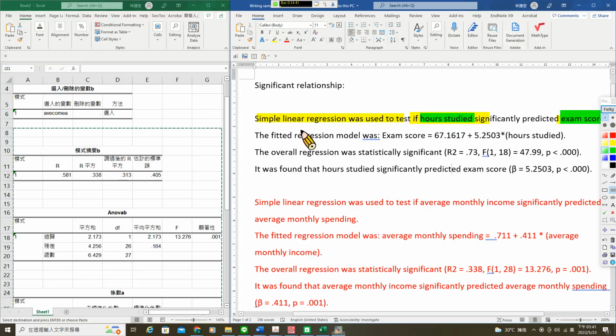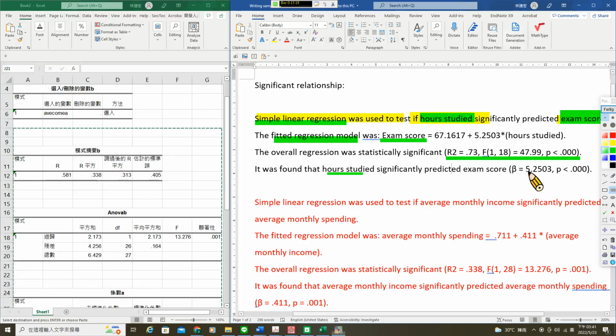The first one is to report the statistical procedure to be used. And the second one is to identify the regression model. Was exam score equal to 7.1617 plus 5.2503 times hours studied. And the overall regression was statistically significant because there's a number here. And it was found that hours studied significantly predicted exam scores.